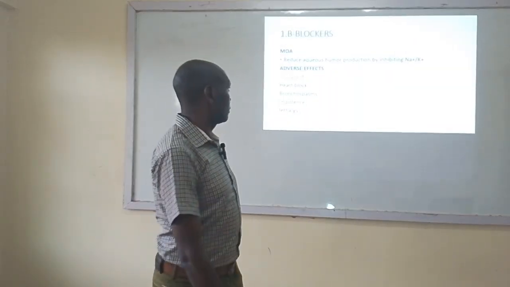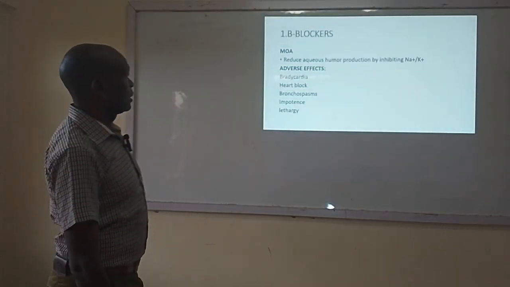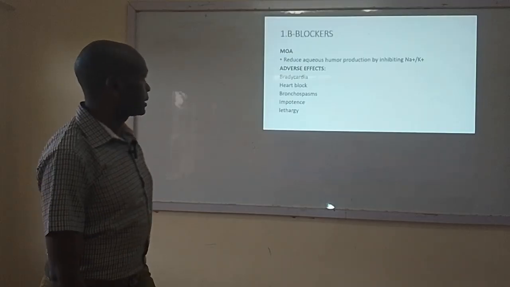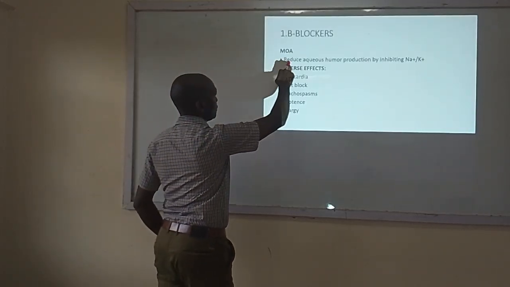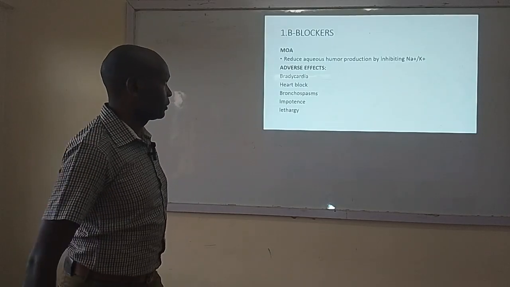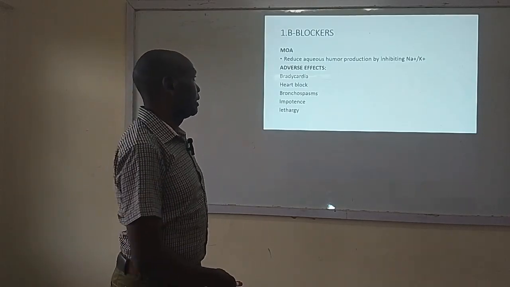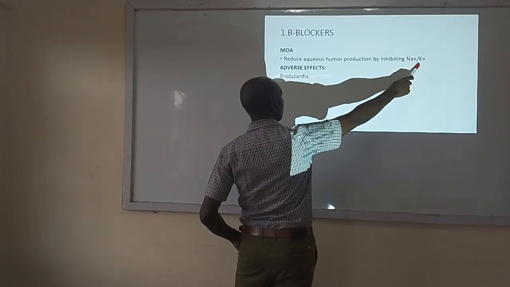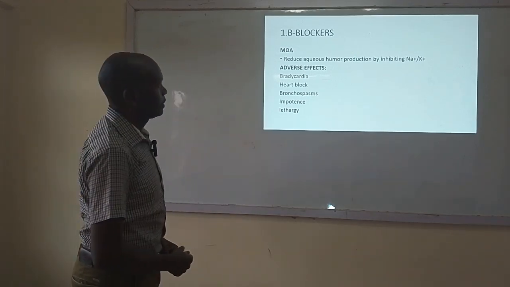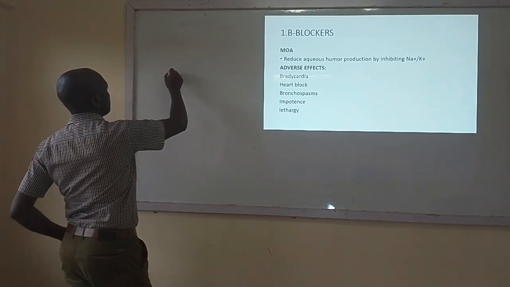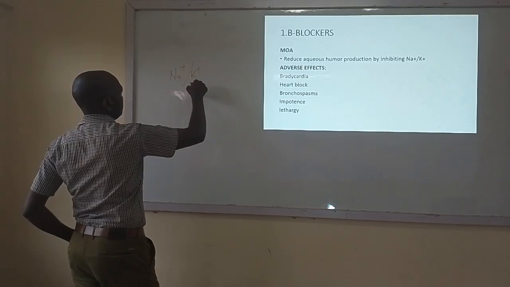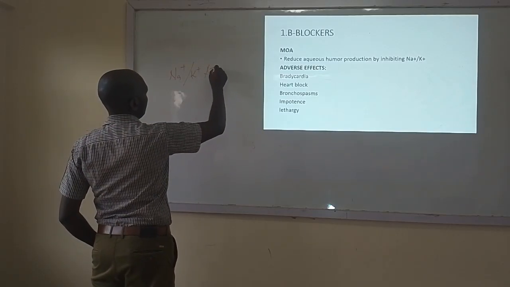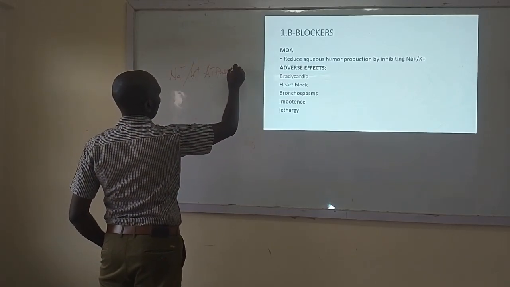These are just now the medications. Number one, we have the beta blockers. Their mechanism of action is to reduce aqueous humor production. They inhibit the sodium-potassium ATPase pump. It's called the sodium-potassium ATPase pump.